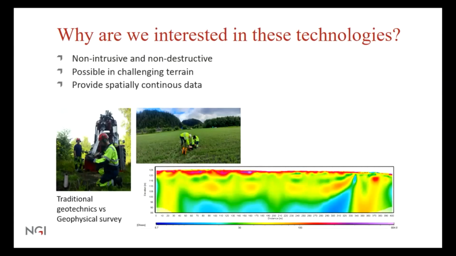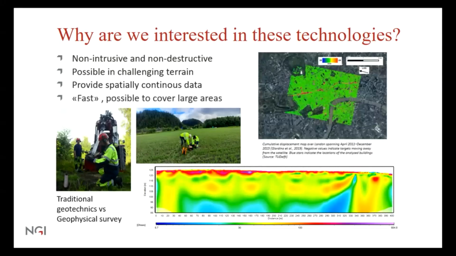And for those who are not familiar with it, basically they go out in the field with the equipment, as the little picture shows, and scan the ground and try to get an idea of the ground conditions based on the electrical conductivities that they measure. And the other reason why we are interested in this technology is that it can be fast. It's not always faster than traditional methods, but many of them are faster. And there is the possibility to cover very large areas, as in these pictures that I just put on, which show a huge area of London, which we will follow up with InSAR technologies.